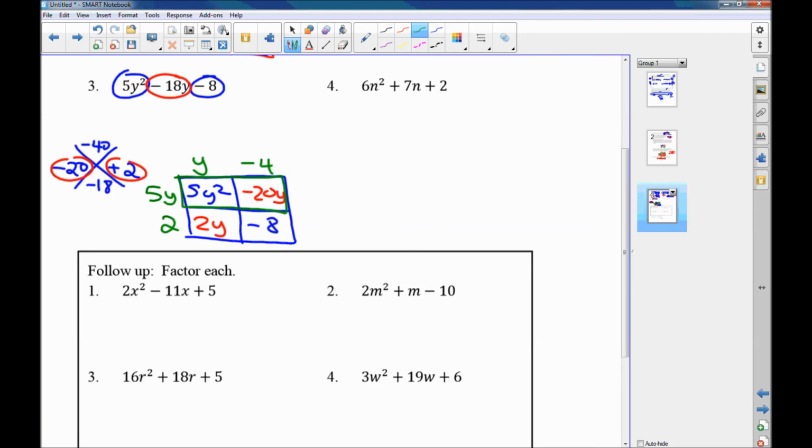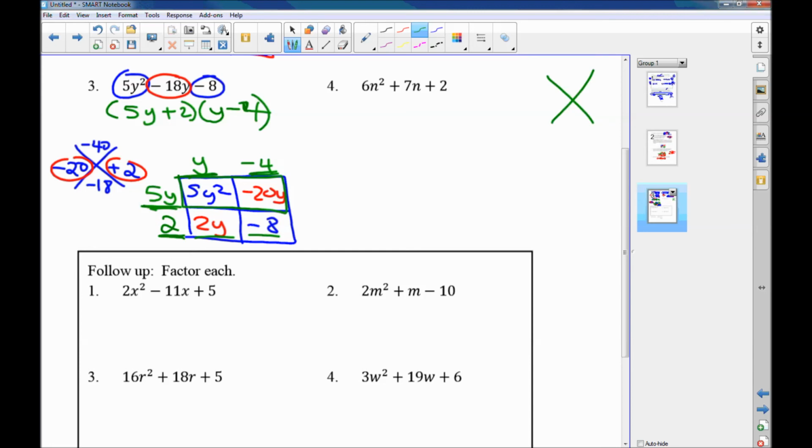Okay, so we just do a quick double check of everything. 5y times y, 5y squared. 5y times negative 4, negative 20y. 2 times y, 2y. And 2 times negative 4, negative 8. So I know my binomials are going to be 5y plus 2 and y minus 4. All right, one more.